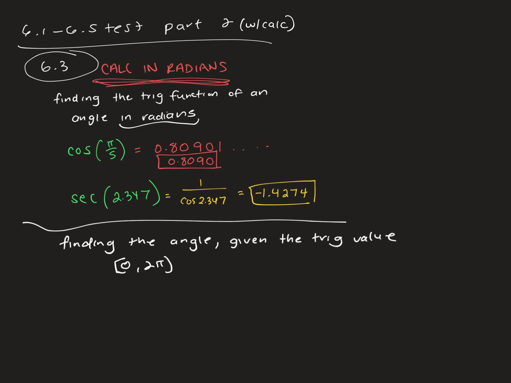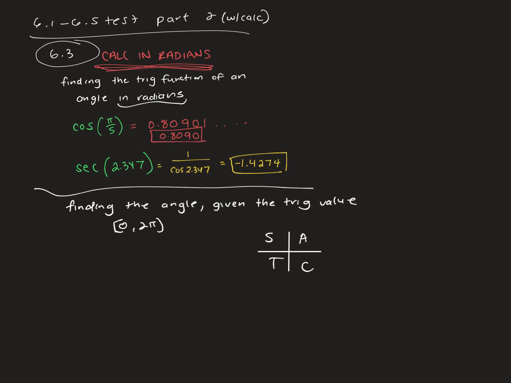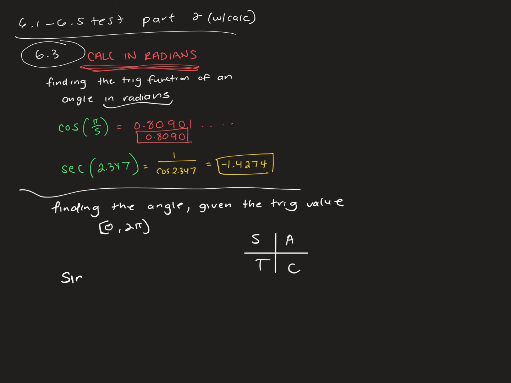Good morning, Ariana. So the first type was finding the trig function of the angle, and again, your calculator needs to be in radians. The second part is finding the angle given the trig value, and on the cycle of 0 to 2 pi. So let's say, for example, I said find sine -1 of 0.345.